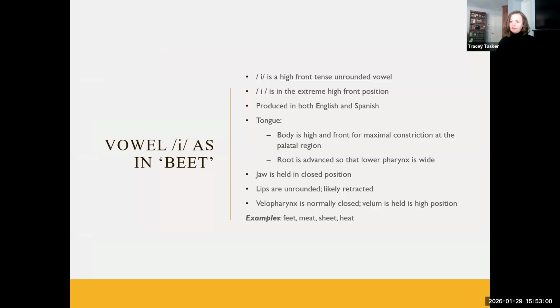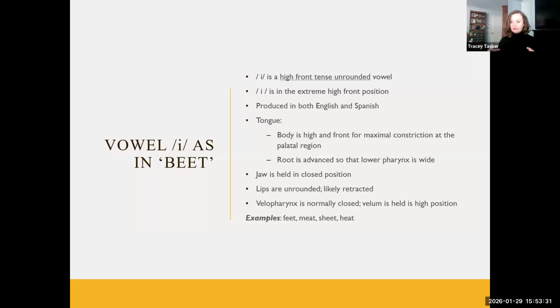So E is considered a high vowel. It is a front vowel, made with the tongue in front of the mouth. As we just mentioned, all of these are unrounded. It's in an extreme position, so if you look at the vowel quadrilateral, it's one of the corners. It's also called a corner vowel, extreme front position. It's produced in both English and Spanish. The body of the tongue is high in front and the root is advanced.